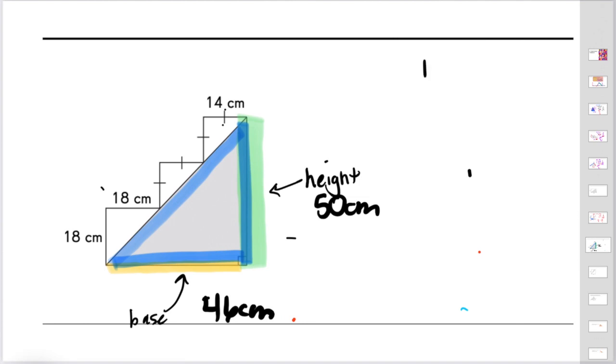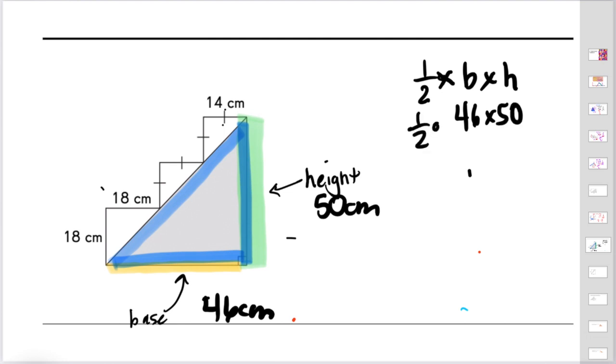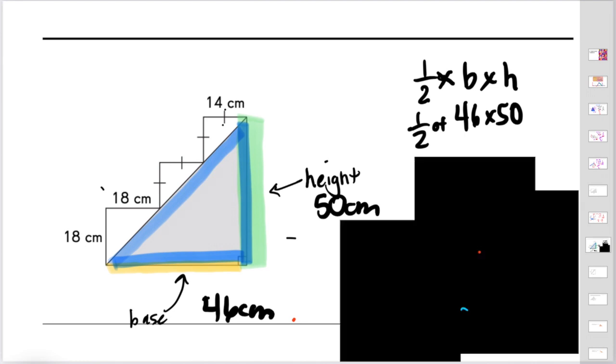So now we can find the area of this triangle, because we know that the area of a triangle is 1/2 times the base times the height, or taking half of the base times the height. We now know that the base measurement is 46. The height of the triangle is 50. And so if we take half of 46 times 50, we will have the area of this triangle. Solve that and then multiply 46.